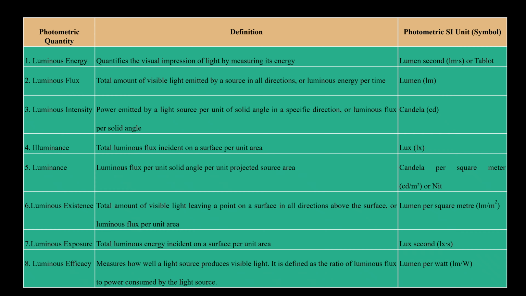Luminous efficacy measures how well a light source produces visible light, the luminous flux divided by the power consumed by the light source, in lumens per watt. Luminous exposure is the luminous energy incident on a surface per unit area, in lux second. Luminance is luminous intensity per unit solid angle per unit projected source area, in candela per square meter, cd/m2 or nit.